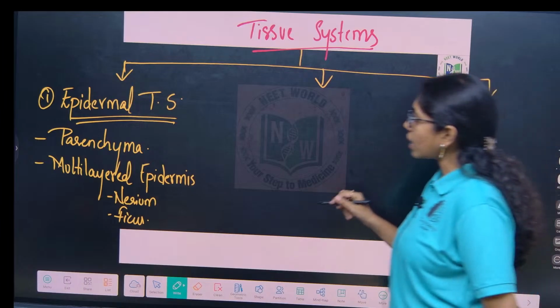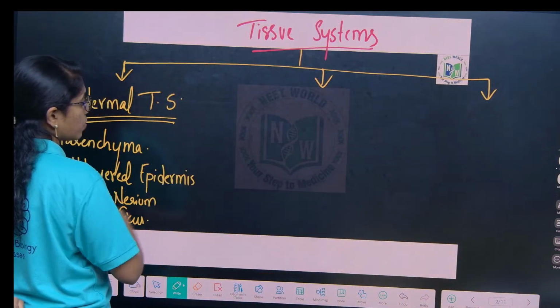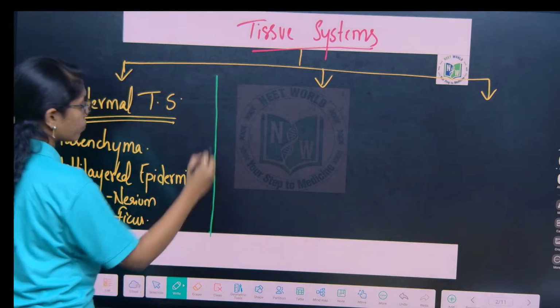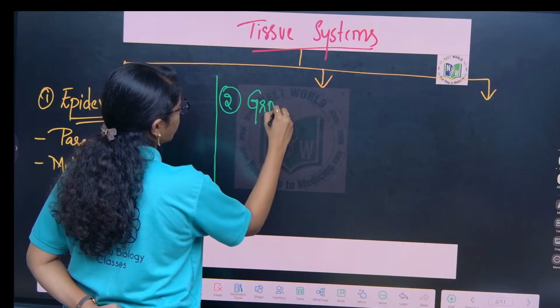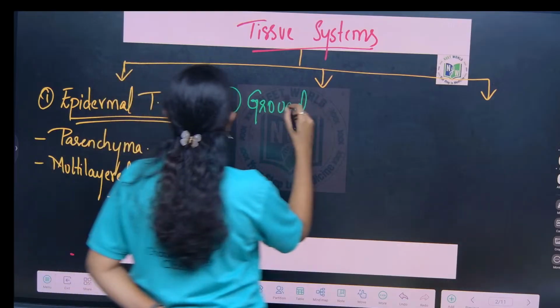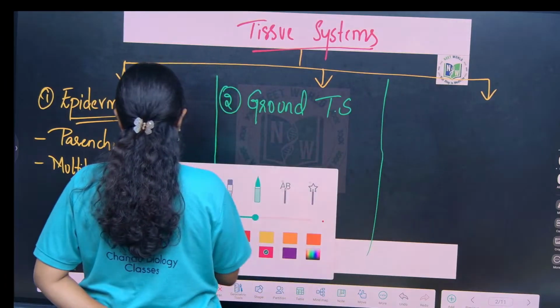Clear, right? Next it is ground tissue system. And third is vascular tissue system.